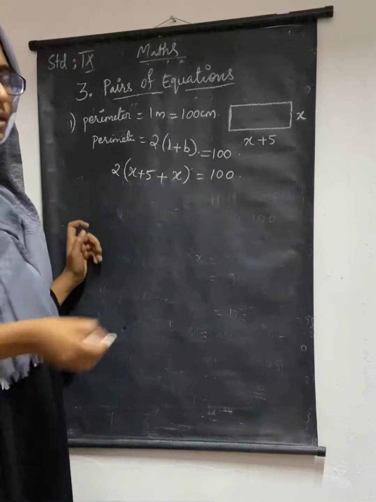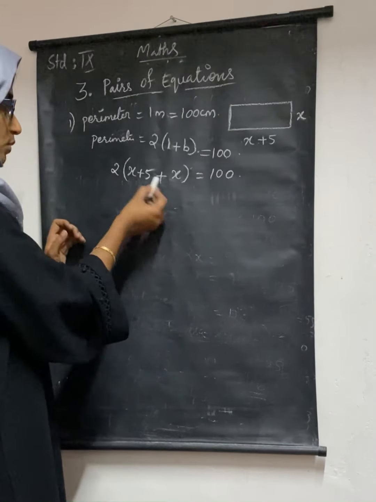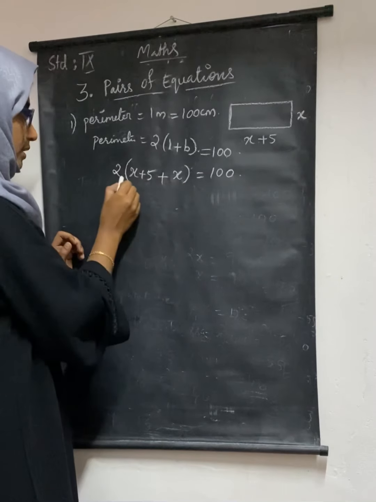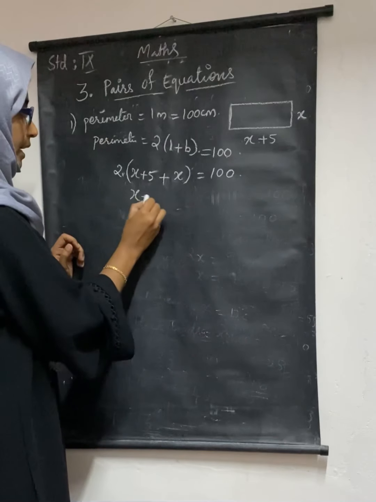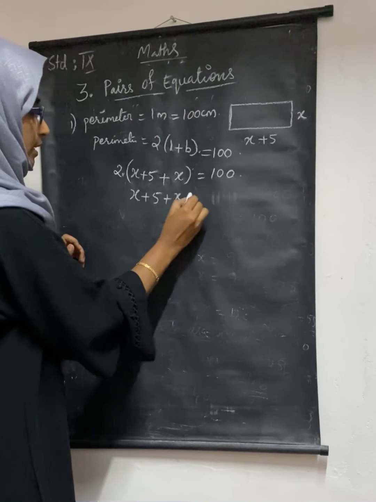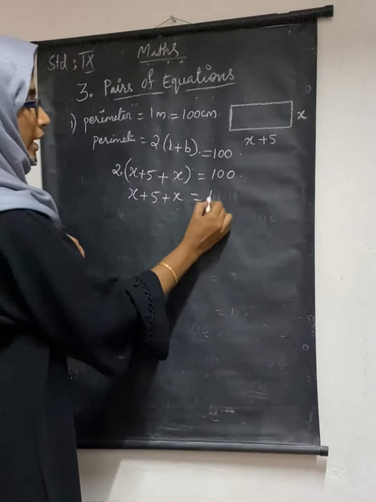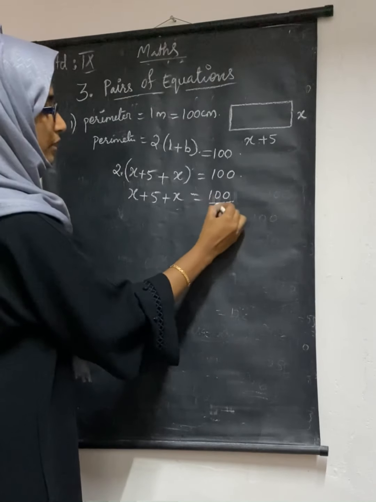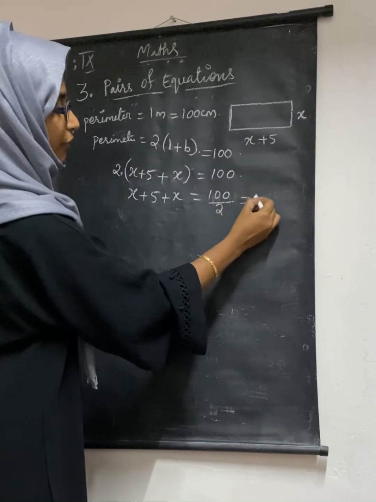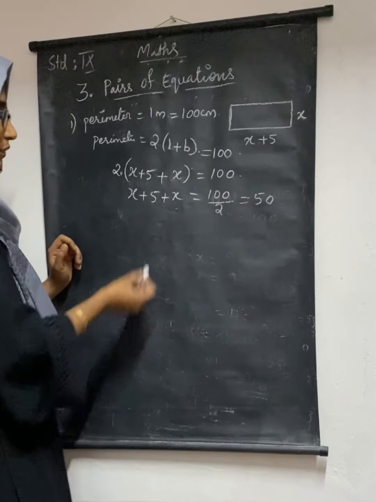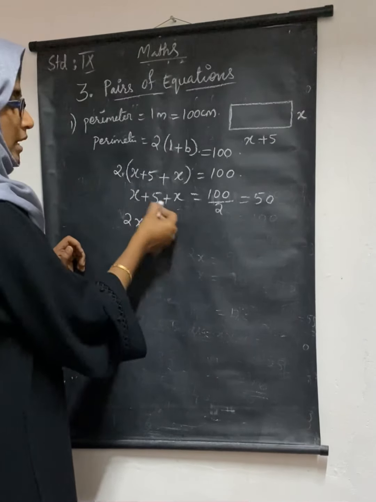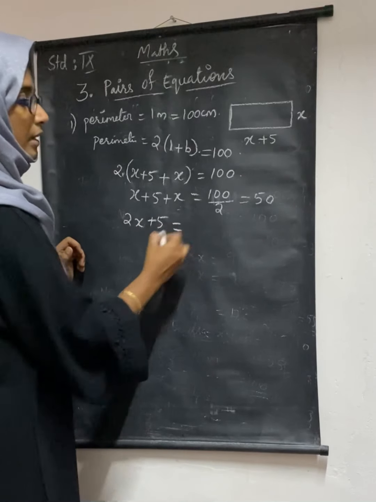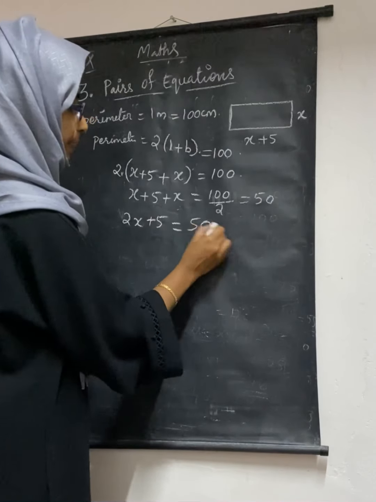Now I am making an equation, no? Before simplifying, the 2 we can bring to the other side. The remaining thing I write: x plus 5 plus x is equal to 100 divided by 2, so this will be 50. So here 1x plus 1x, how much is it? 2x, and plus 5 you have to write. This is equal to 50.